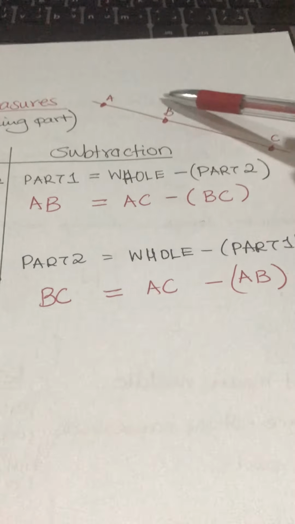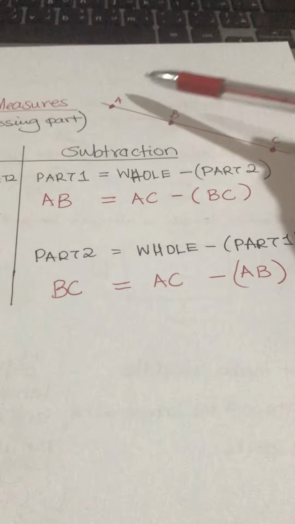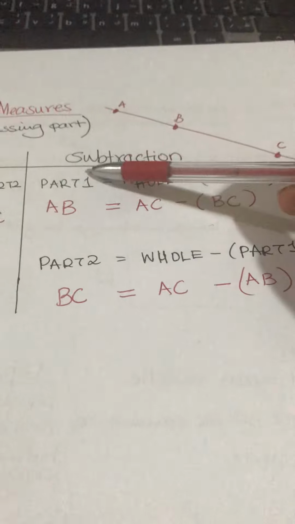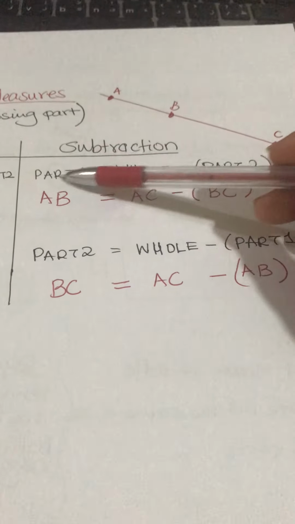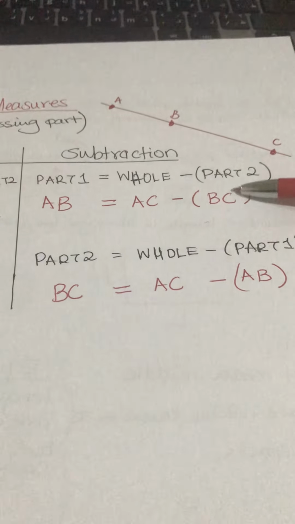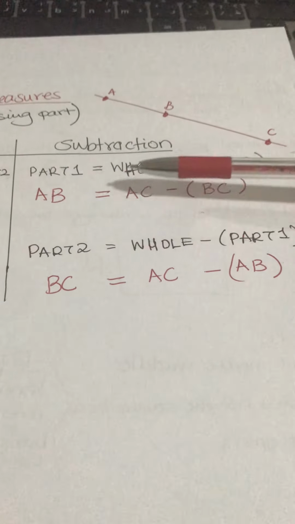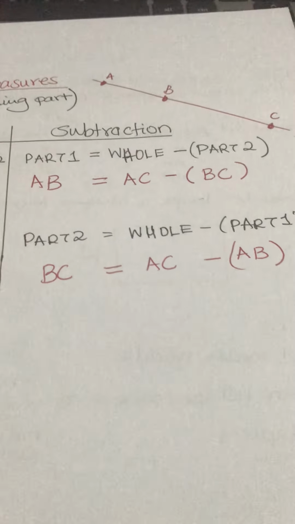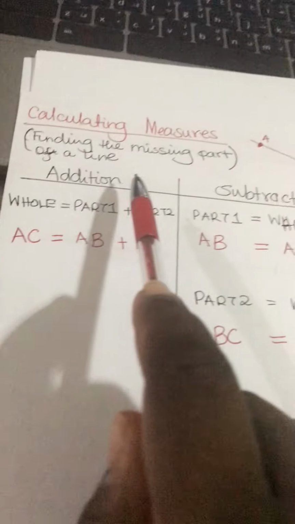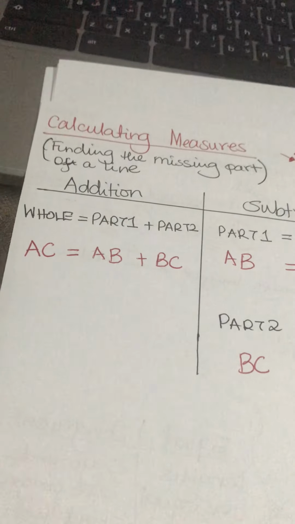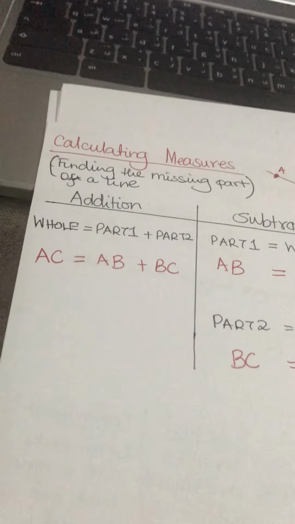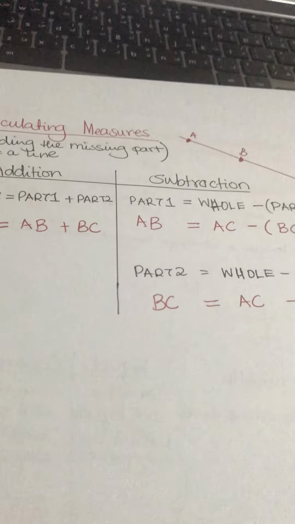I did it for part 1 and I also did it for part 2. Maybe the question will ask you for the first part or the second. It doesn't matter, as long as you know which is your whole, part 1, and part 2. To get a part, it's the whole minus another part. To get a whole, you add the 2 parts together. Now let us do the example for measuring.